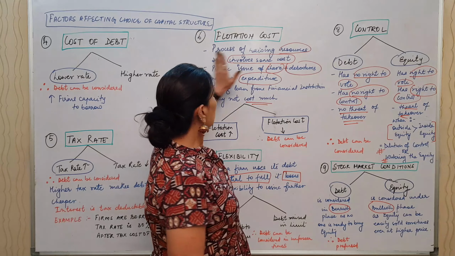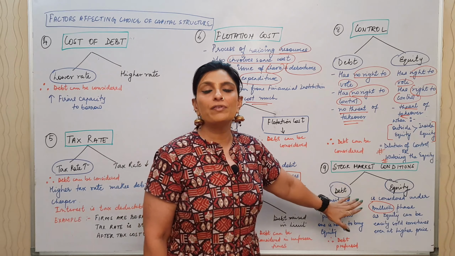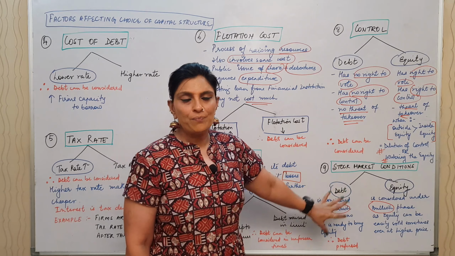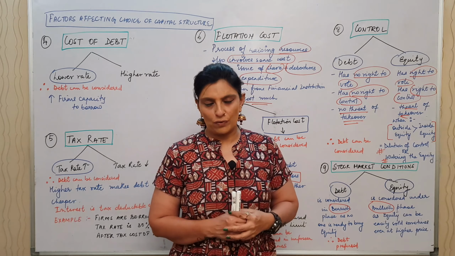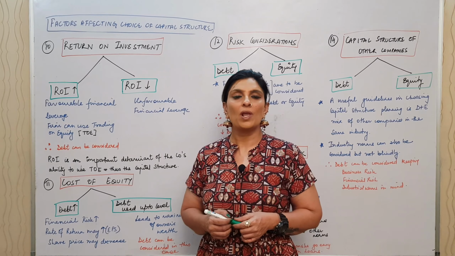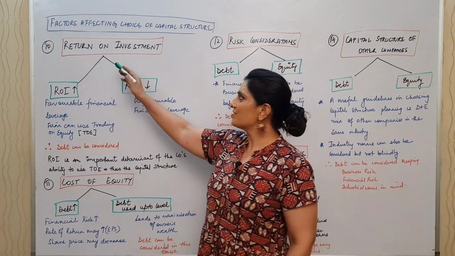So this is about the 9 points of capital structure. We have a total of 14 points. So we'll do the rest of the points in the next board. All right, next we're going to talk about return on investment.